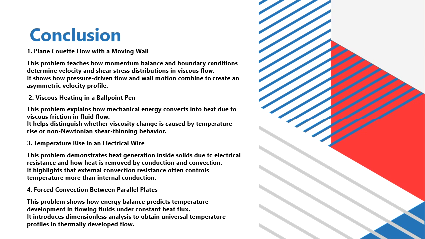From the third, we get to know how heat generation inside solids is due to electrical resistance and how heat is removed by conduction and convection. It highlights that external convection resistance often controls temperature more than internal conduction. And from the fourth, we get to know how energy balance predicts temperature development in flowing fluids. And it introduces us to dimensionless analysis to obtain a universal temperature profile in thermally developed flow.